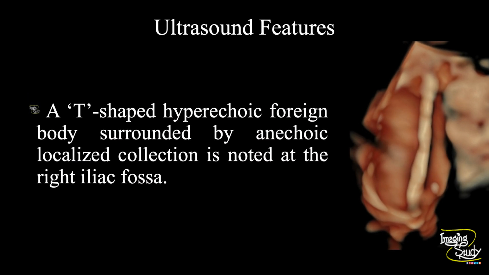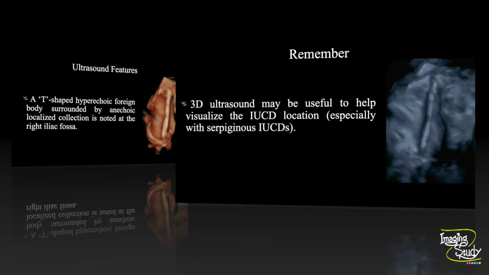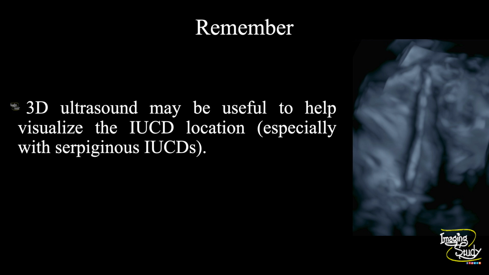So in summary, a T-shaped hyperechoic foreign body surrounded by anechoic localized collection is noted at the right iliac fossa, suggesting it to be a migrated intrauterine contraceptive device. Now the take-home message: 3D 4D ultrasound may be useful to help visualize the intrauterine contraceptive device location.